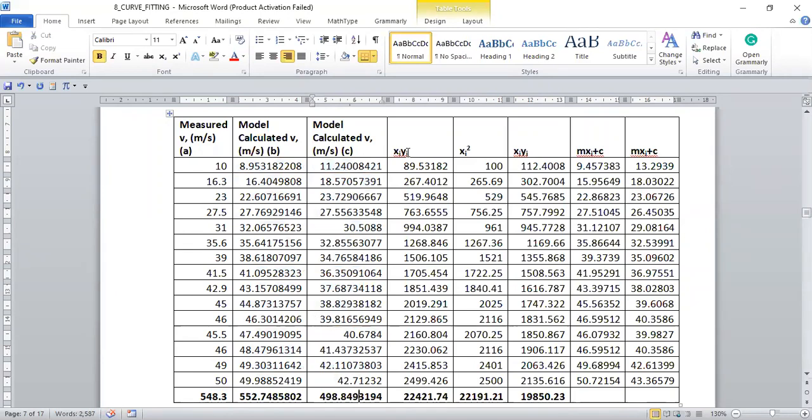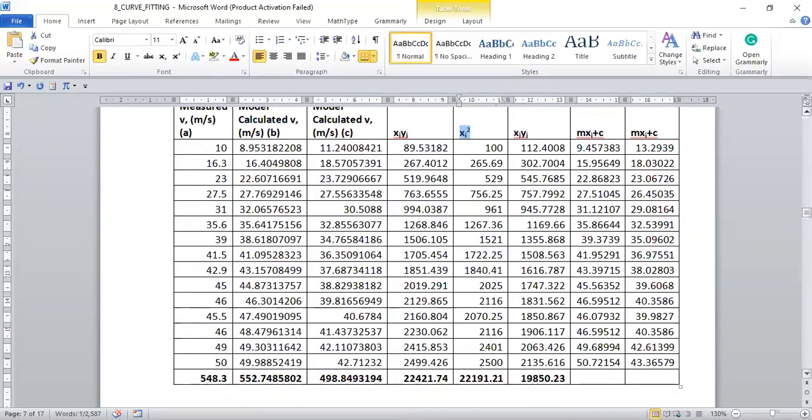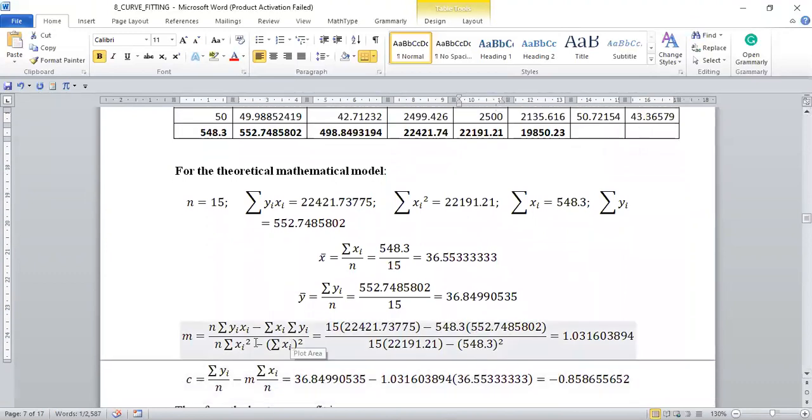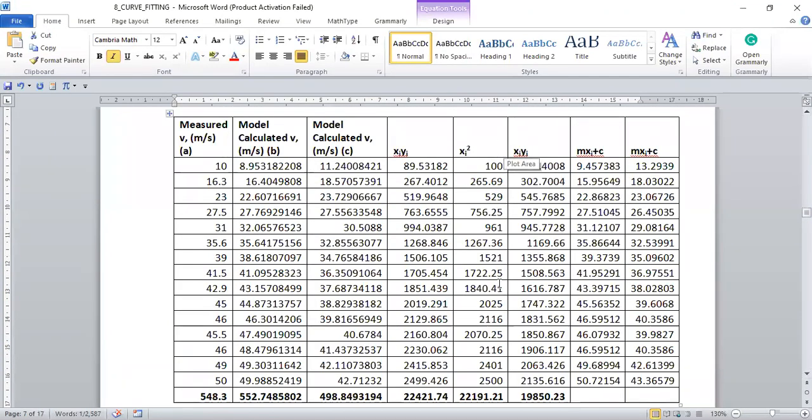Then remember, in the formula, you need to calculate the summation of x multiplied by y. So that's why we multiplied, this is the x and this is the y. So this is it here. Then you need to sum it and get these values. Then we need to calculate x squared, because we need to sum over the x squared because of this. So that's why we have this particular column.